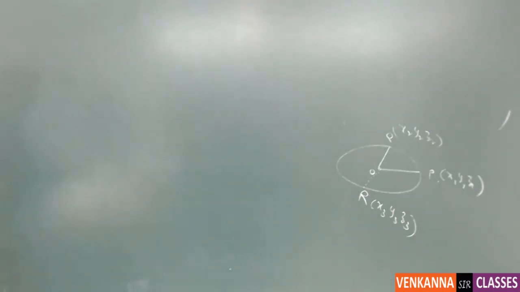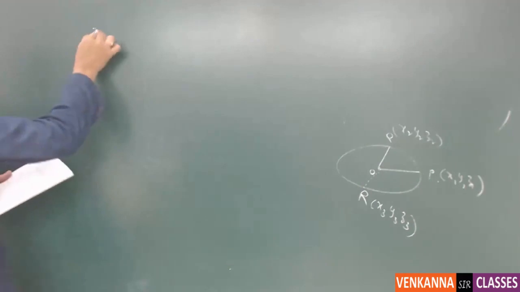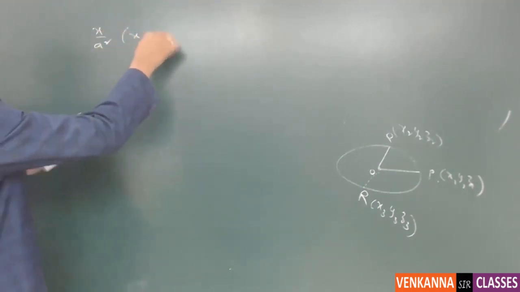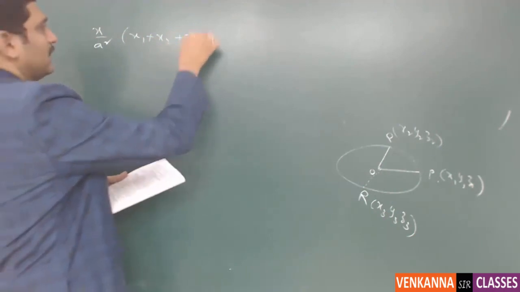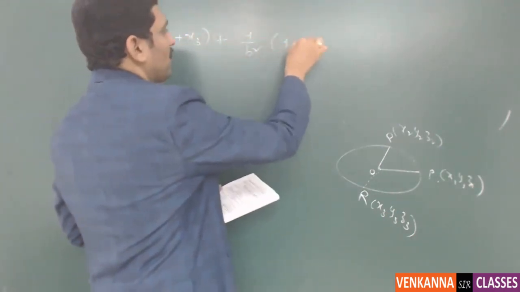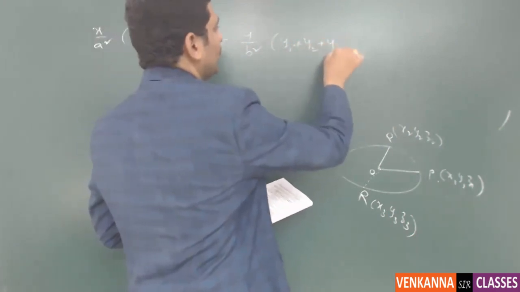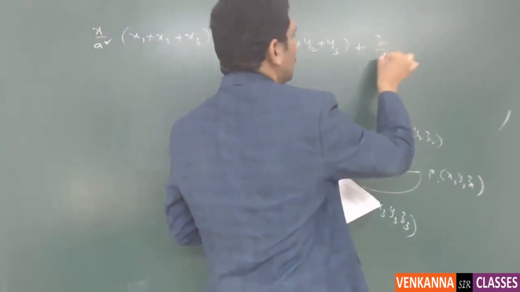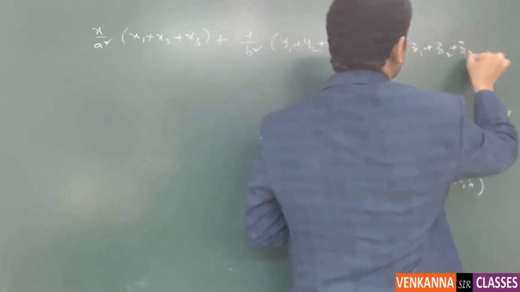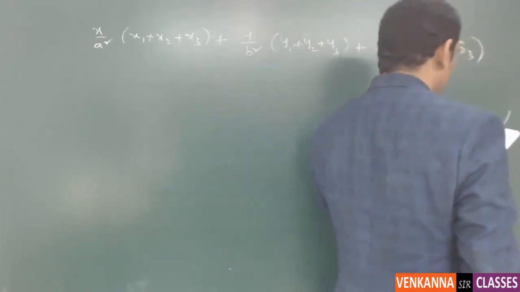I am going to write it down. You please take a note of it. So x by a square into x1 plus x2 plus x3, plus y by b square into y1 plus y2 plus y3, plus z by c square into z1 plus z2 plus z3 is equal to 1.